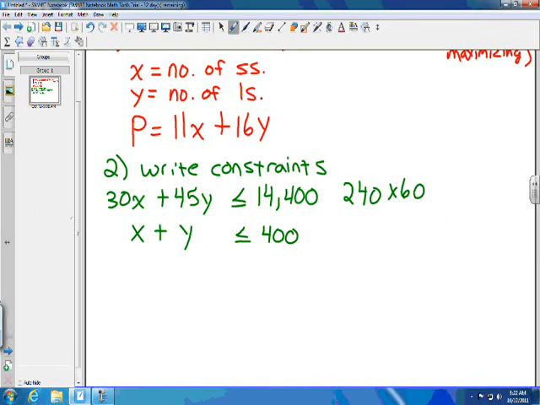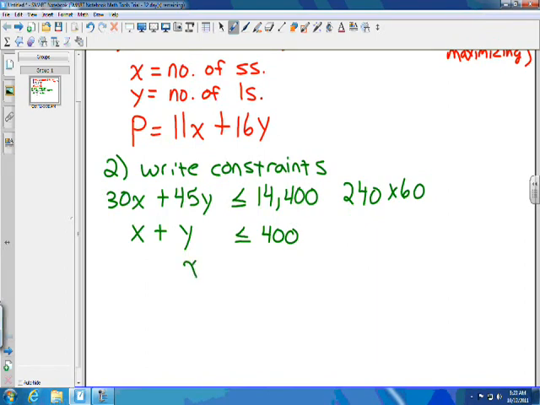So there's two constraints. What else do you think would be a constraint as far as producing something? What can you not do? Unless you're in like Twilight Zone or something. If you're making a product, can you make negative? No. So you either make 0 or more, right? So the number of long sleeve or short sleeve shirts that you produce would have to be greater than or equal to 0.